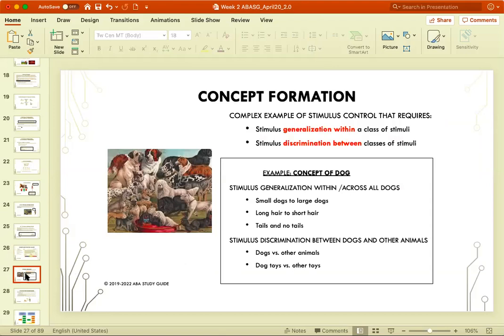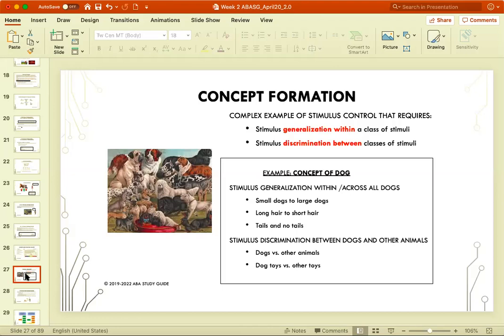All right, so concept formation is where the magic happens. It's an example of stimulus control that requires discrimination between classes of stimuli and generalization within a class of stimuli. So if I am trying to teach Melissa the concept of dog, I need to teach her to generalize within all dogs, different features of dogs, different sounds dogs may make. Some dogs yip, some dogs woof.